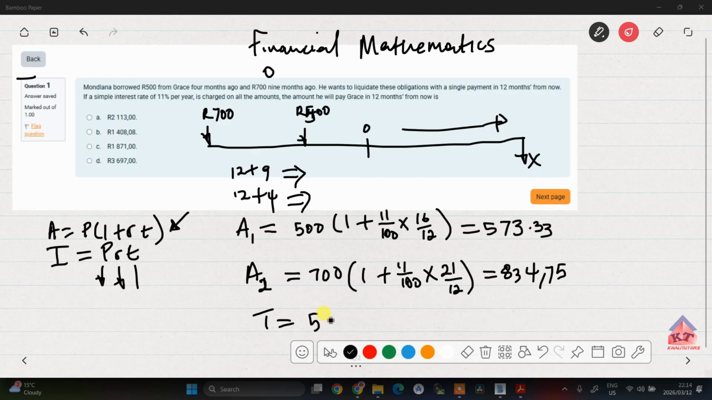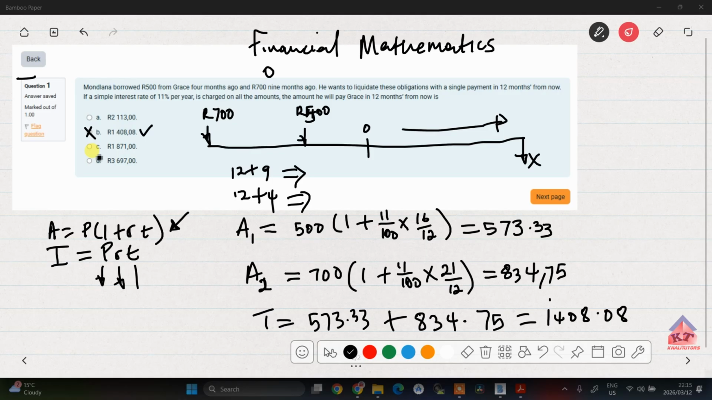So you need to add these two to determine the total that he is going to pay. It's going to be 573.33 plus 834.75. And the answer to this is going to give you 1408.08. So if you were doing this assignment, the correct answer would have been this one here. So you would have simply selected this one here. That's how you go about solving this question.